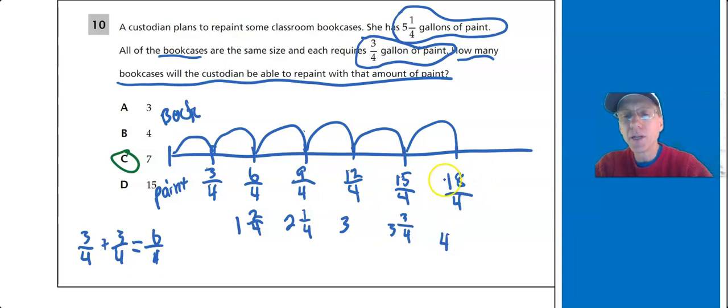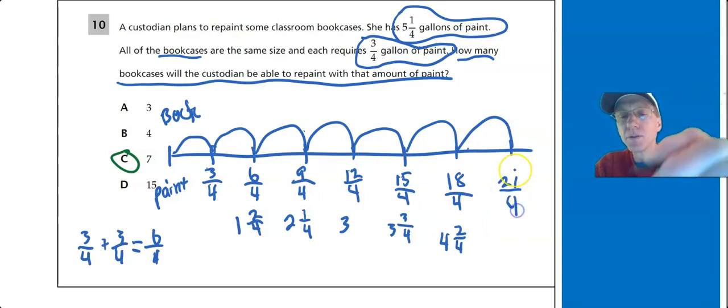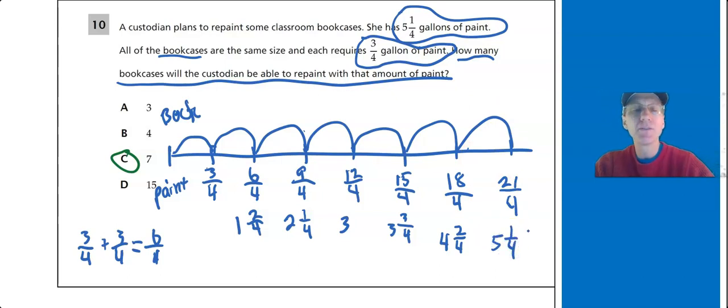4 parts to make a whole. I got 18 parts, so that's 4 wholes. Okay, and 2/4, and one more, and that's 21/4. Okay, is that right? 18 and 2 and 1 is 21. Yep. And so I got 21 parts divided by 4, so that's 5 1/4, and that's all the paint that I have. How many bookcases? We got 1, 2, 3, 4, 5, 6, 7.